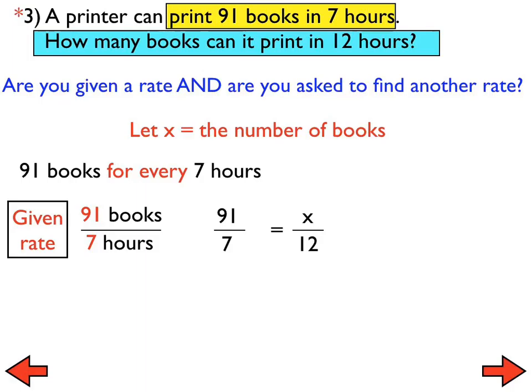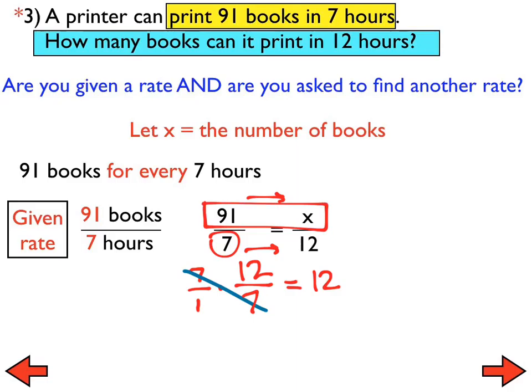Alright, so I need to work toward the variable. So I'm going to start with 7. 7 times my multiplier equals 12. What would that be? 12 over 7. Good, the goal is to cross the 7 out. So my multiplier will be 12 over 7. So now I need to write my other problem, which is this one. 91 over 1 times 12 over 7 equals X.